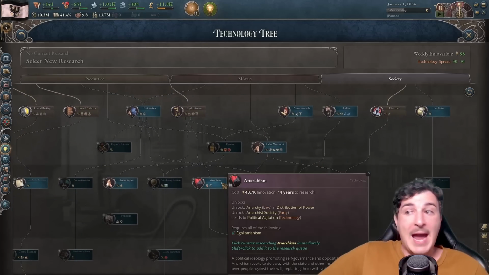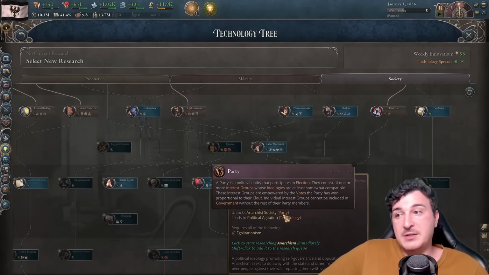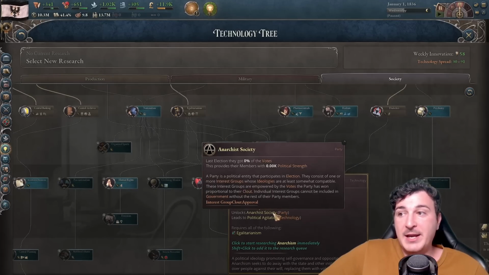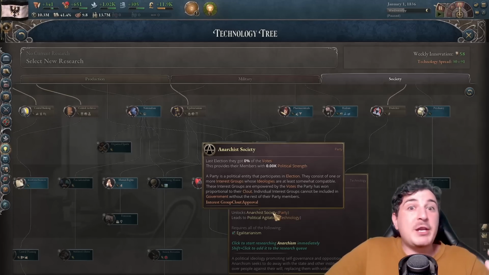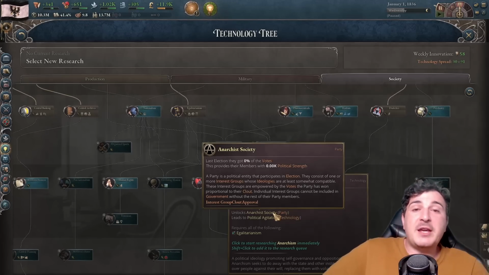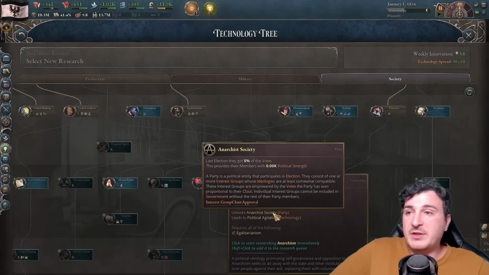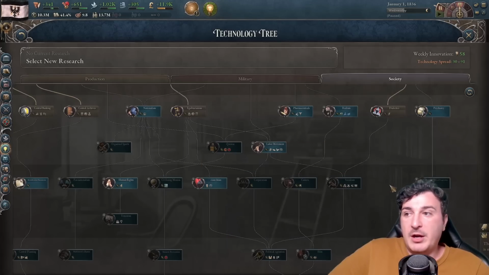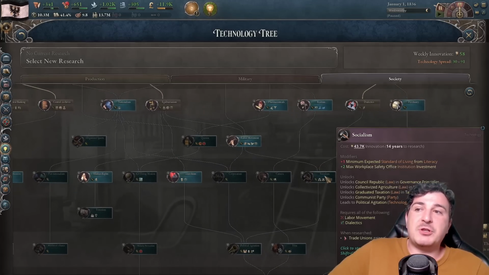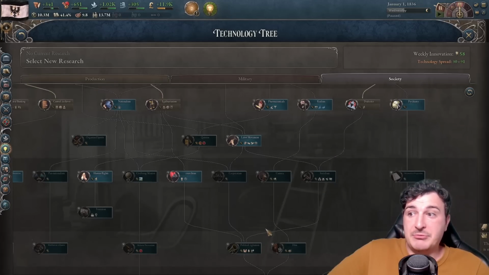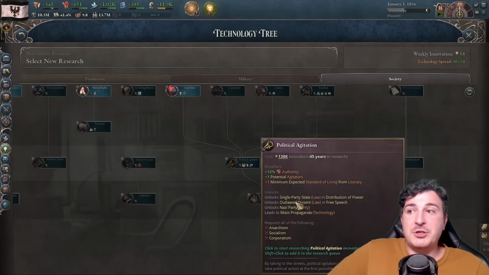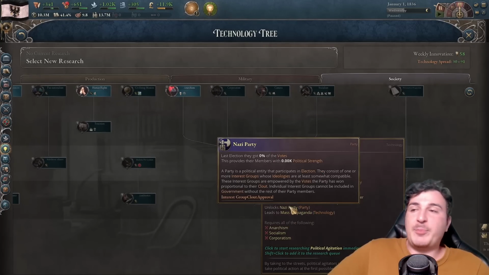For example, the Anarchist political party, as it's called in Germany, the Anarchist Society, will attract interest groups that are more anarchical, like the trade unions. To a certain extent, they can attract the peasants, or whatever the peasants interest group is called in your country. Same goes, after you research socialism, you'll get the Communist Party, which will attract more communist inclined interest groups. Once you've gotten political agitation, you'll get the Nazi Party if you're playing as the Germans, and that's going to attract the petite bourgeoisie, intelligentsia to a certain extent.